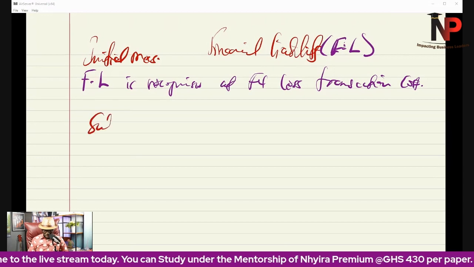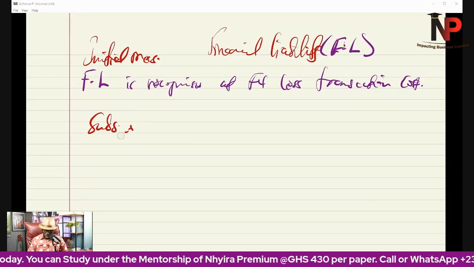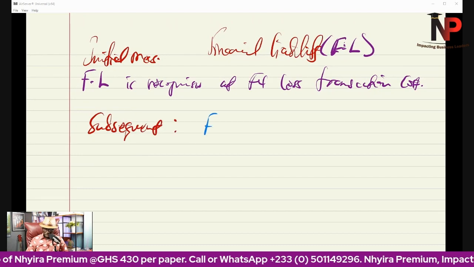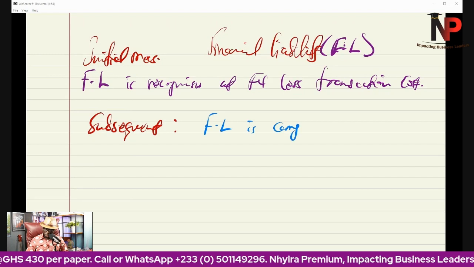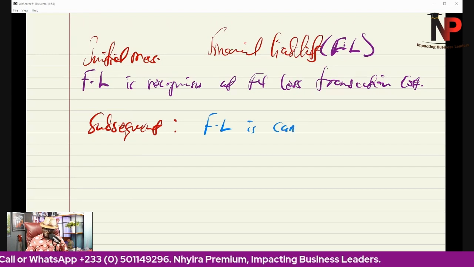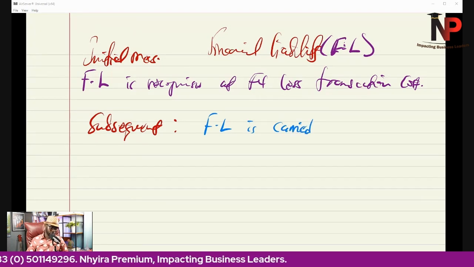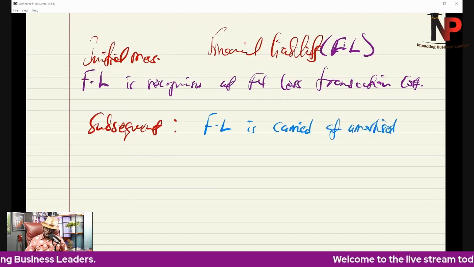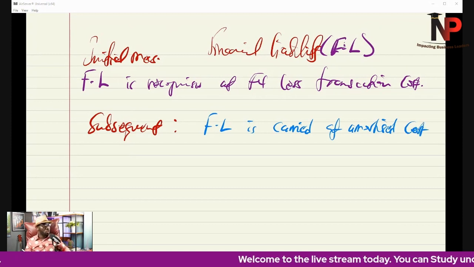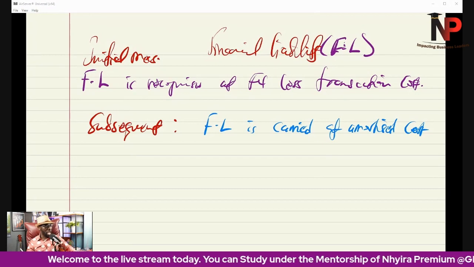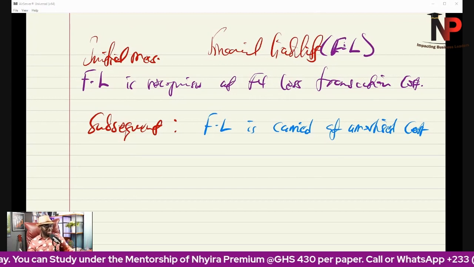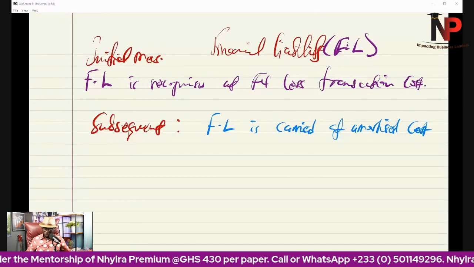Then on subsequent measurement, you're going to carry it at amortized cost. The financial liability is carried at amortized cost, and any finance cost will be recognized in the profit or loss account. So Nhyira, when do I subtract transaction cost? When do I add transaction cost? It is the context of what you are dealing with.